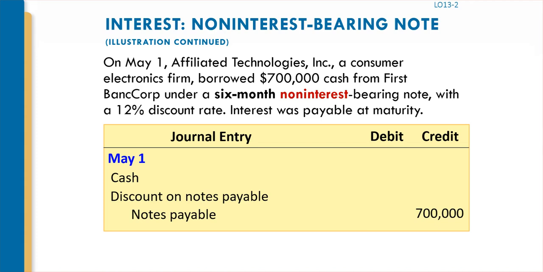So here we are, Affiliated Technologies, and we go to the bank and we're going to borrow $700,000. They say, okay, you're going to agree to pay back $700,000 in the future. But today, I'm not going to give you the full $700,000 because you aren't paying interest. Instead, I'm going to take my cut of the interest and pay you less than $700,000. I'm going to take the interest out of it up front. Now, when you think about this, this is really interesting because the bank is trying to reduce their risk that they will be out both the interest and the liability.